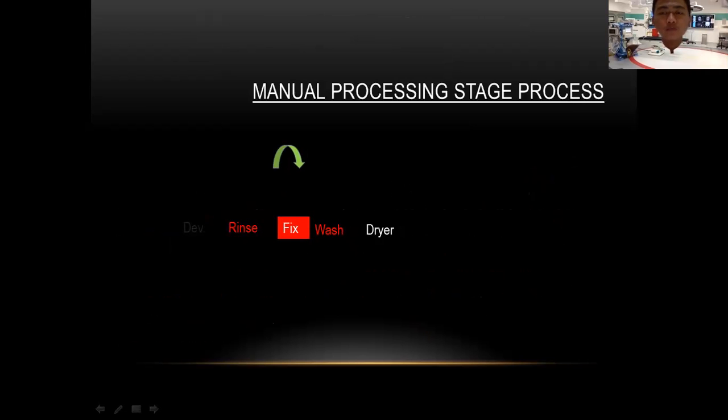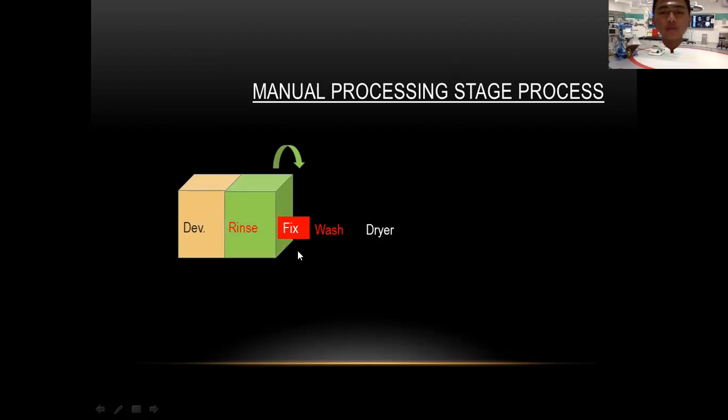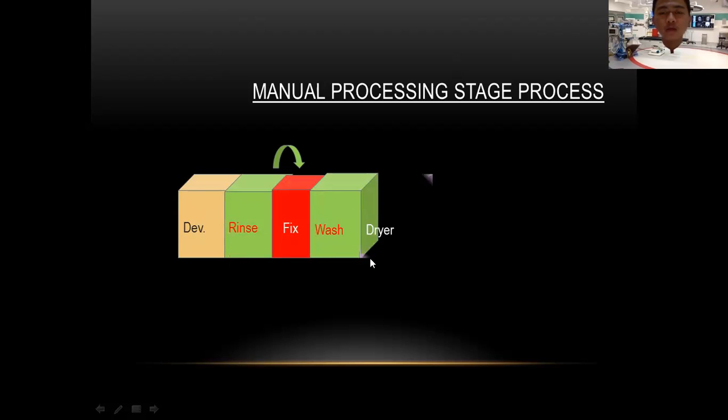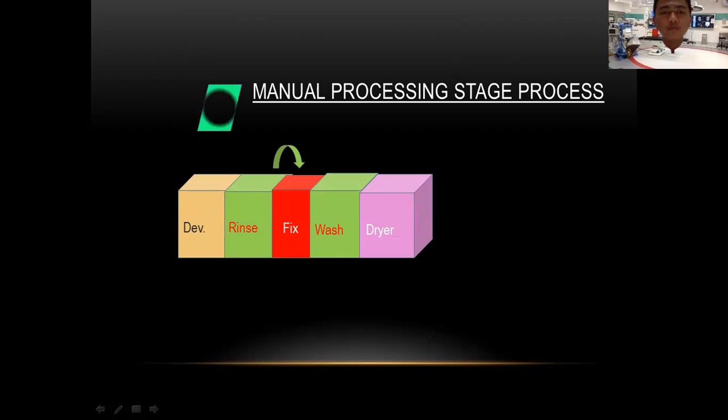Manual processing steps. Part 1, developing; part 2, rinsing; part 3, fixing; part 4, washing; and the last, drying. The film is processed from developing, to rinsing, to fixing, to washing, and to drying.